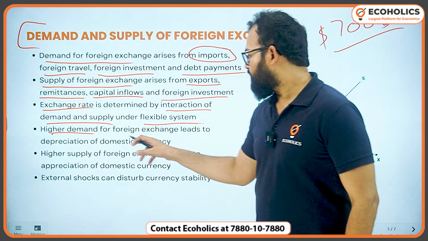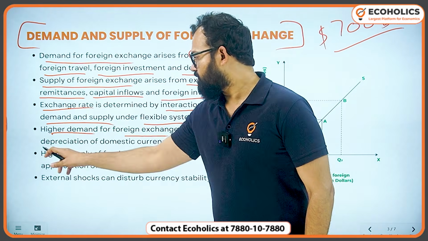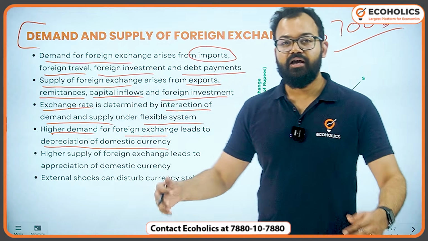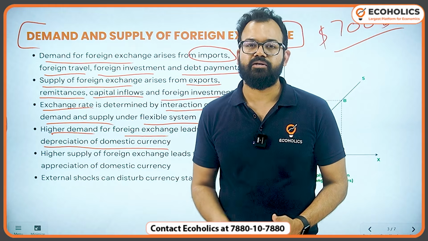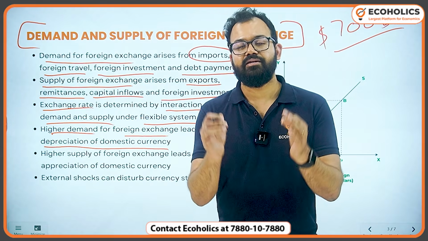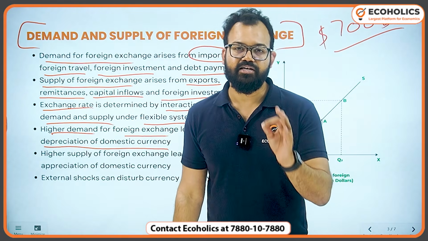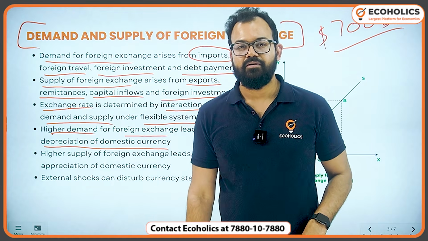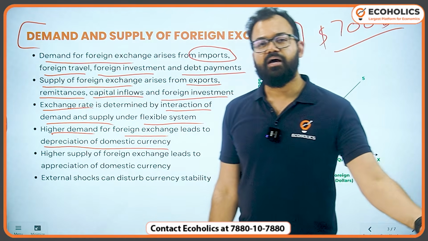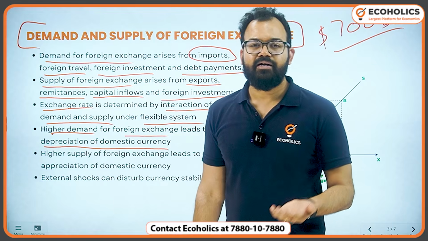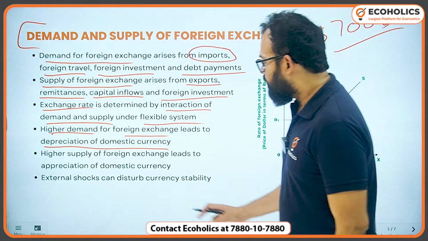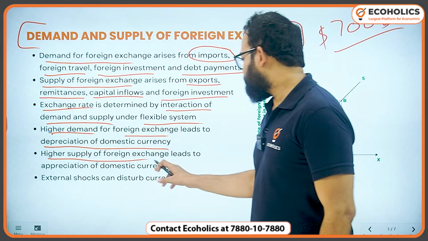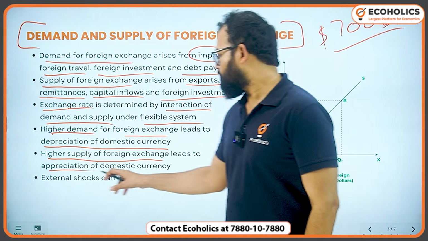Higher demand for foreign exchange leads to depreciation of the domestic currency. So in India, if everyone asks for dollars, it means the value of the rupee is going down. That is why in the 1997 Asian financial crisis the same thing happened. Nobody demanded Thai baht. What they demanded was US dollars, and suddenly the economy collapsed. Higher supply of foreign exchange leads to appreciation of the domestic currency.